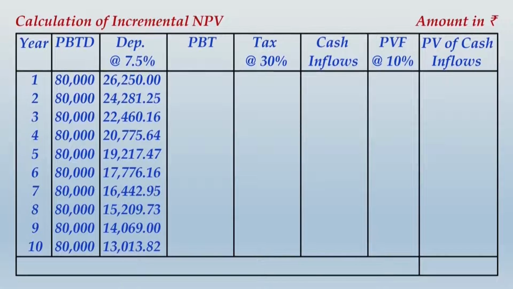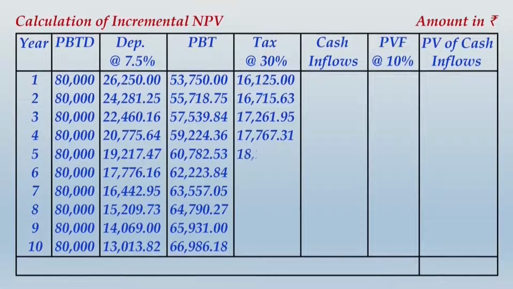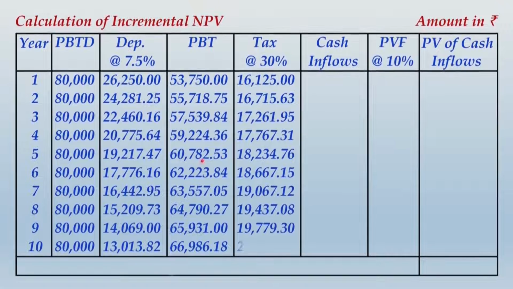Now generally, if you can recall, we always take the aggregate of depreciation for the purpose of computing capital gain tax. Here they have asked you to ignore the same, and that is why we don't have a need to take the aggregate of depreciation. PBDT minus depreciation will give you profit before tax. Then there are no losses, so you just compute tax at the rate of 30%. So from profit before tax you will subtract tax and add back depreciation to arrive at cash inflows.